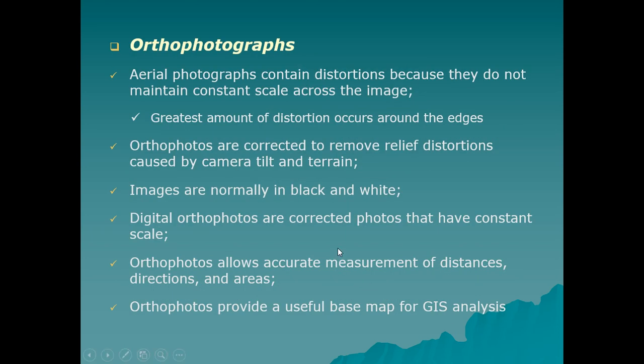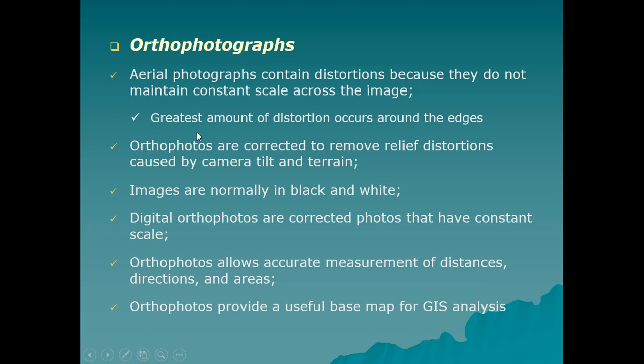Now, if you recall on the previous slide, we talked about the fact that the images themselves, the raw images, will have distortions. Those distortions have to be removed. So the aerial photos that contain distortions, they don't maintain a constant scale across the image. So that means, for example, features will be distorted. They may be distorted in terms of size, in terms of angle, shape, etc. Those distortions need to be corrected.